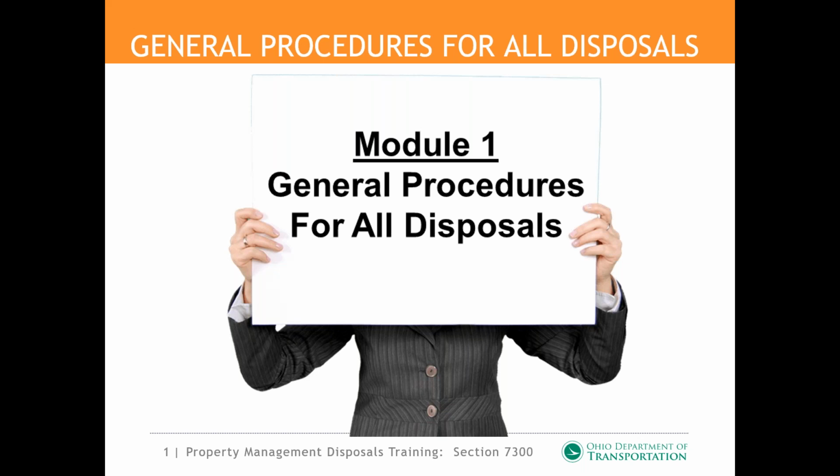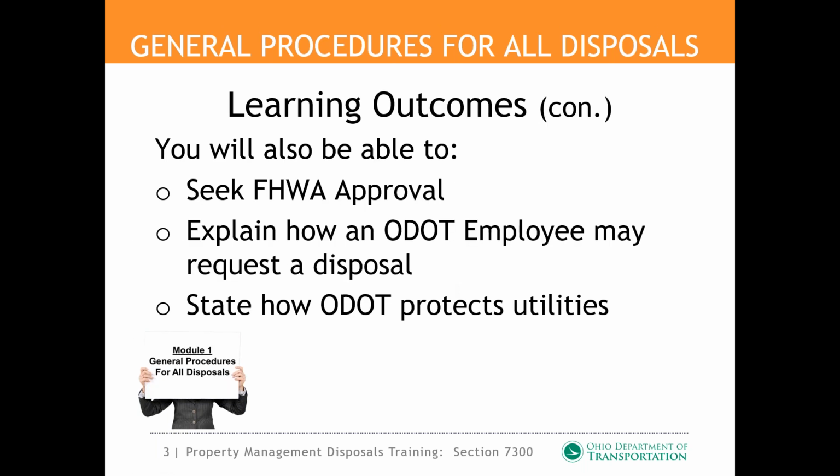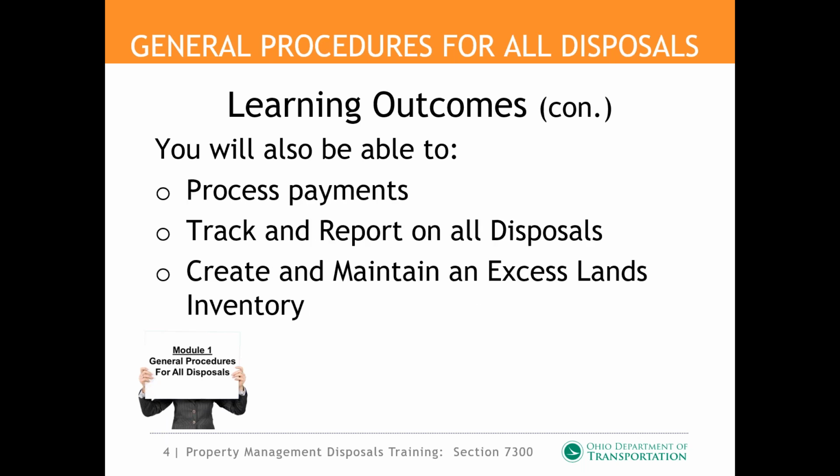All right, learning outcomes. At the end of this module, you will be able to check for FHWA funding, coordinate district reviews, obtain valuations, identify when to seek central office approval. You'll also be able to seek FHWA approval, explain how an ODOT employee may request a disposal, and state how ODOT protects utilities. You'll also be able to process payments from sales, track and report all disposals, create and maintain an excess lands inventory.